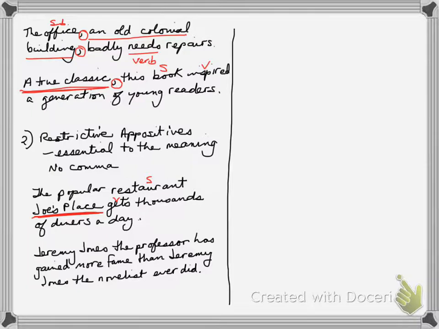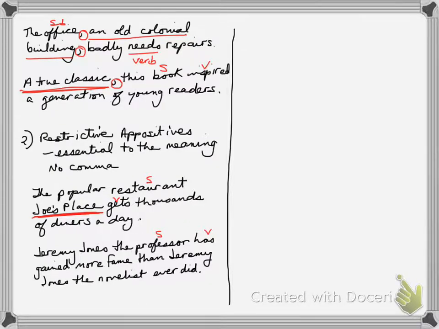Jeremy Jones, the professor, had gained more fame than Jeremy Jones, the novelist, ever did. Now, this is interesting because our subject is the professor. Has gained is my verb clause. More fame than Jeremy Jones, the novelist. We're comparing the professor to the novelist.